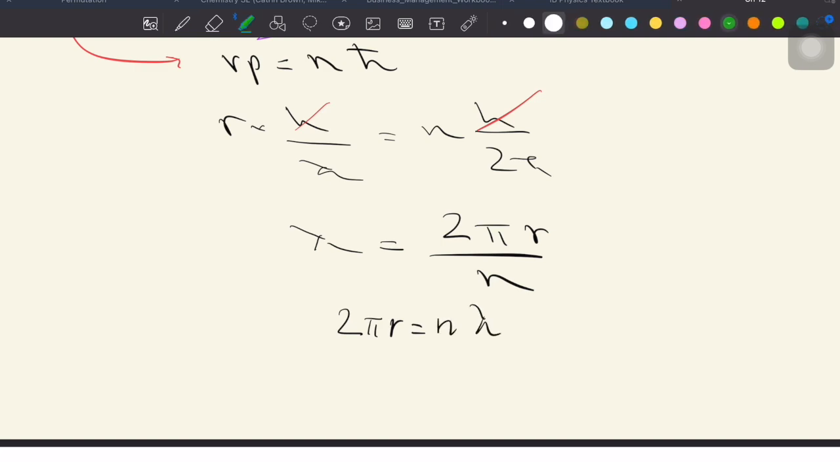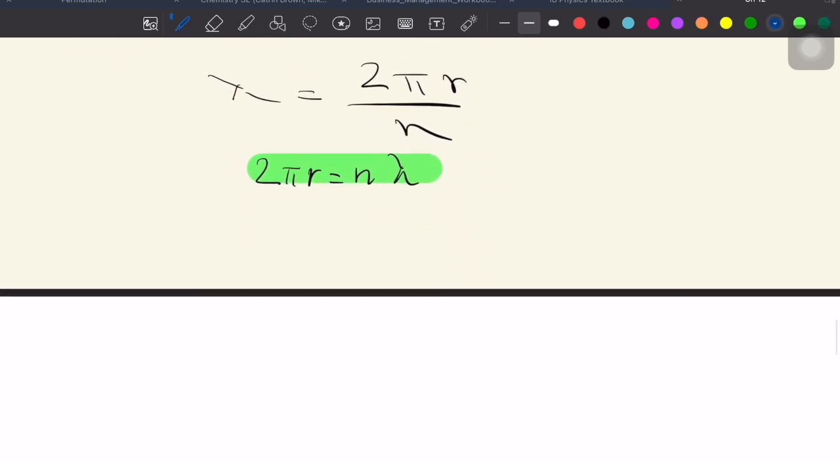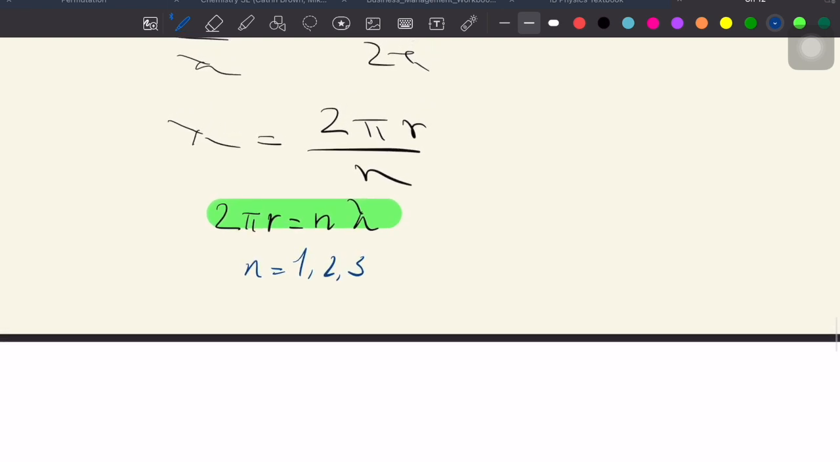And this expression that we have, where n can be equal to 1, 2, and 3, is really similar to the one we learned in chapter 4 about standing waves. And so Bohr's condition that the angular momentum has an integer multiple of h bar was later reinterpreted in 1924 by de Broglie as a standing wave condition. And so the electron is described by a wave, and a whole number of wavelengths must fit along the circumference of the electron orbit.